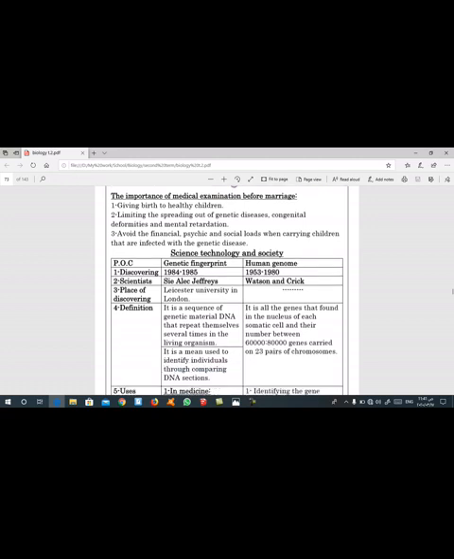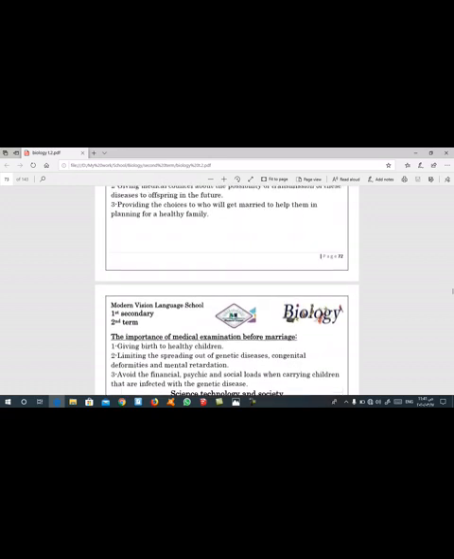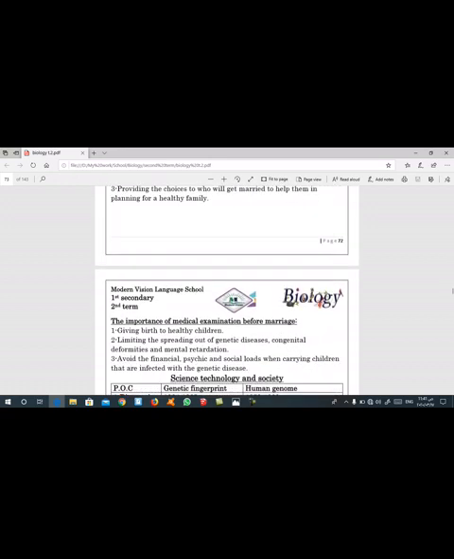So if we make a good examination before marriage, this limits the spreading of genetic diseases, deformities, and mental retardation. We have healthy children, rather than children infected with genetic diseases.